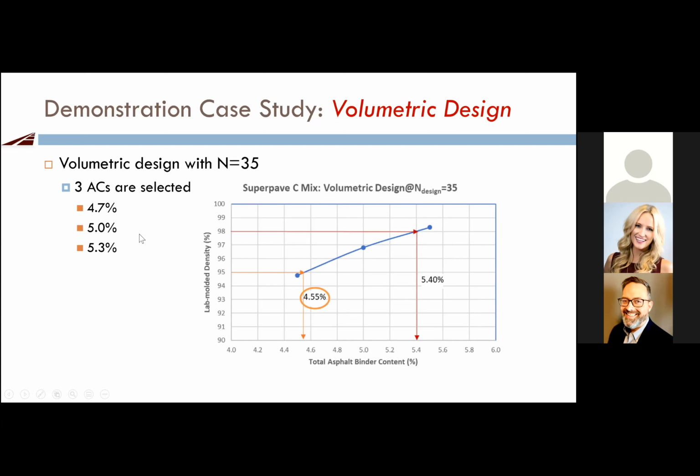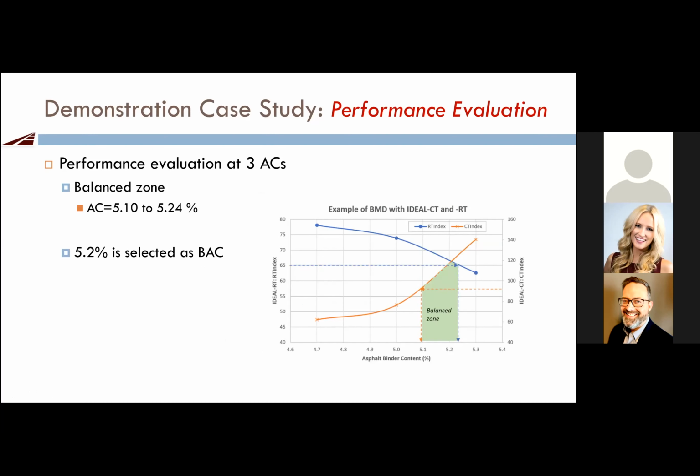So after having these 3 asphalt contents, with each specific asphalt content, we mold ideal RT test specimens and ideal CT test specimens as short-term aging for performance evaluation, and you get this curve. This blue curve is the RT test result. You can see the higher the asphalt content, the lower the RT numbers. And for the right side, this orange line is the CT index, and the higher the asphalt content, the better the cracking resistance.